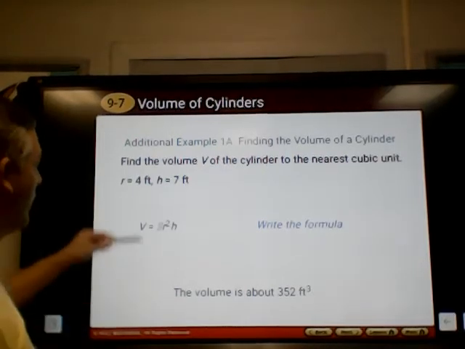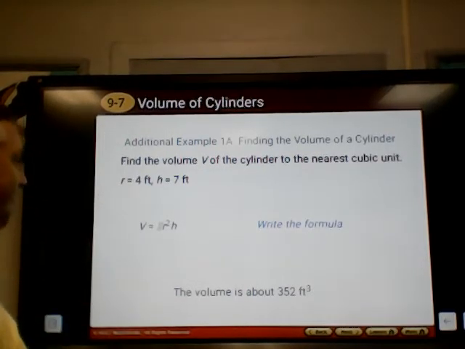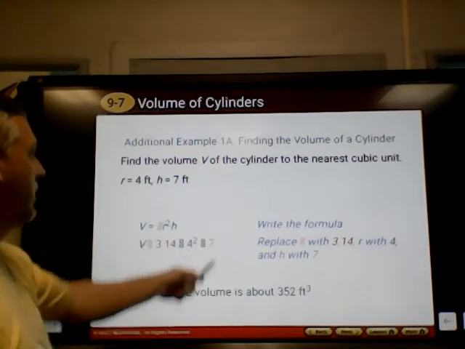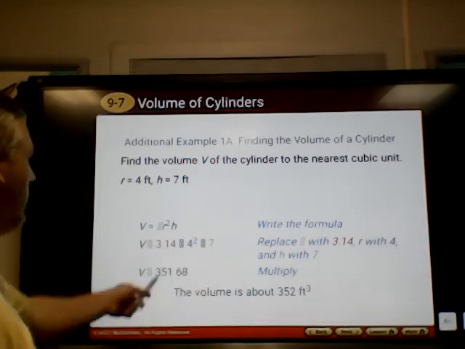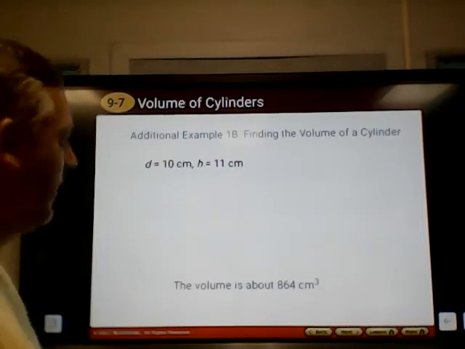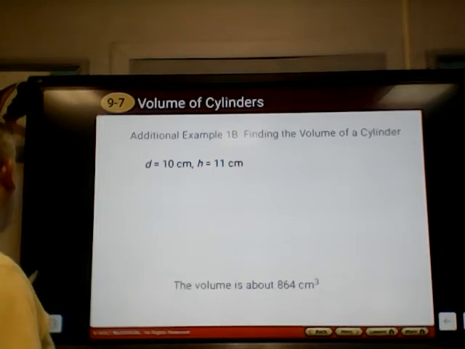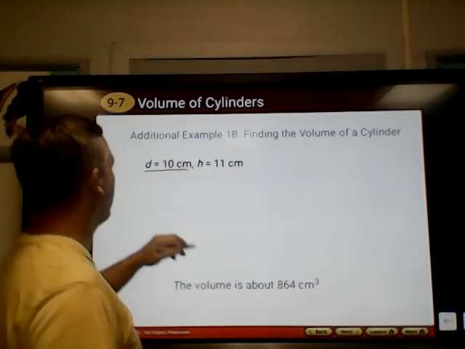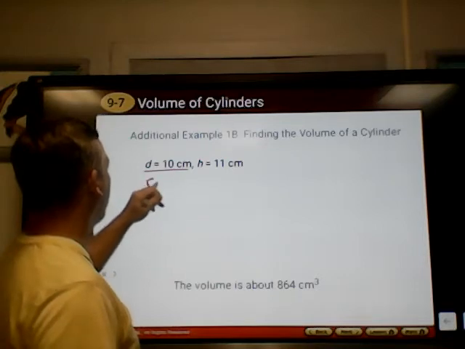For some reason, the PowerPoint doesn't put a pi symbol in there. It's 3.14 times 4 squared times 7. So you get 351.68, which rounds to 352. If you don't round, it's okay. We'll take 351.68 also.